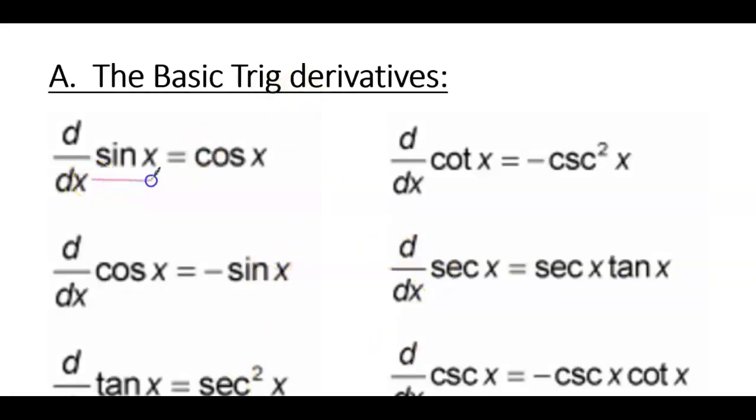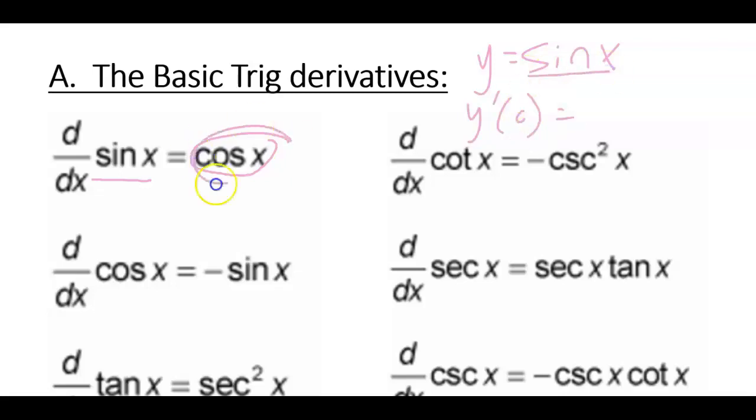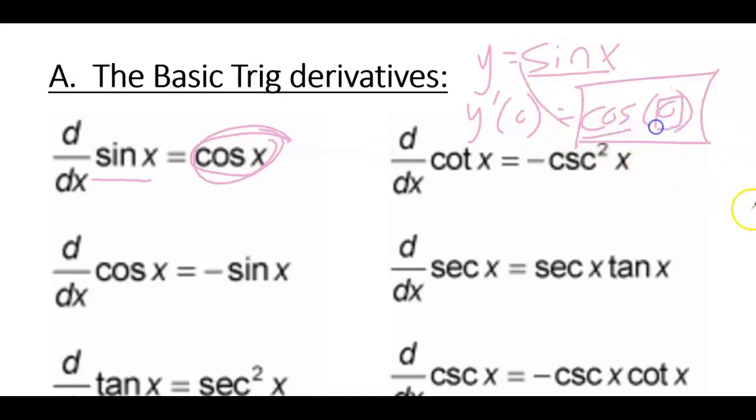What is the derivative of sine? Well, interestingly enough, it's cosine. So, for instance, if you wanted to find the slope of this function, y equals sine of x, at x equals 0, what you would do is take the derivative of sine, which is cosine, and plug in 0, and then you use your unit circle. You would look for the x value when you're at 0 radians. And the answer for that would be 1. Okay, so these are the derivatives of the trig functions.